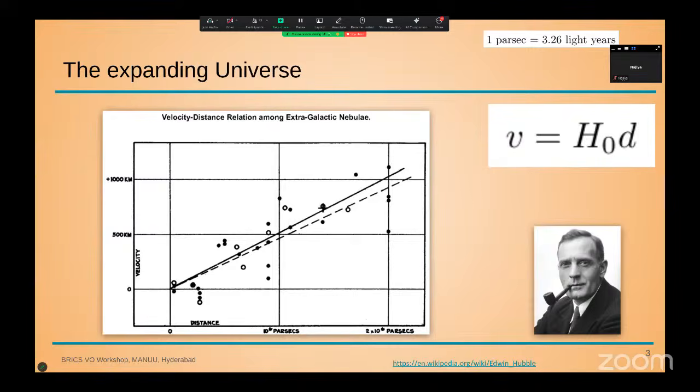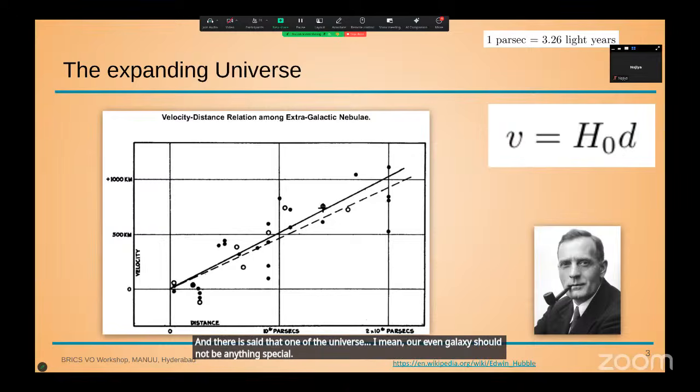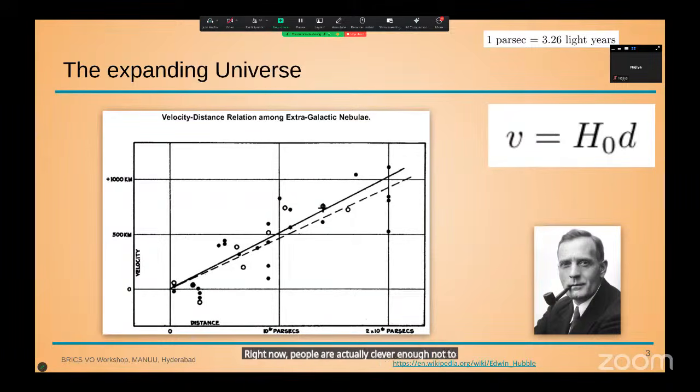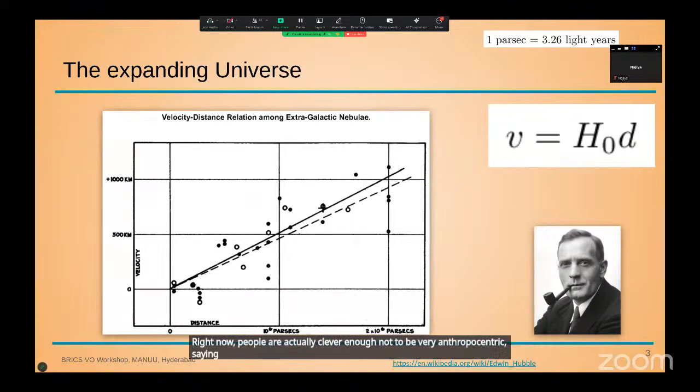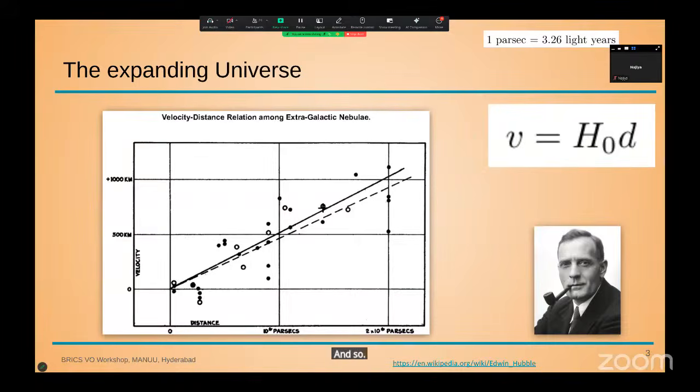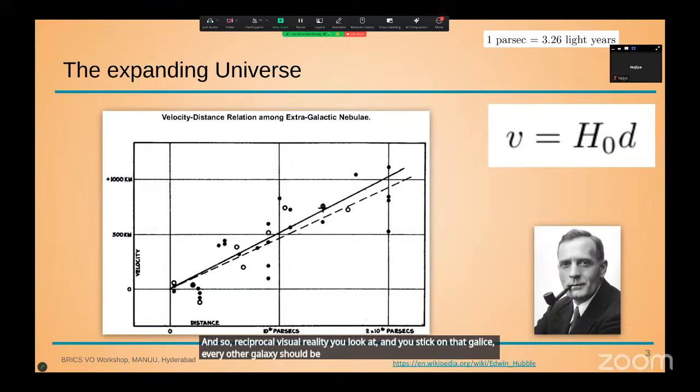And then he said that well, our own galaxy should not be anything special. So if you look at these kinds of relations from any other vantage point, if you go to another galaxy and look, you should also see the same thing. By now, people are clever enough not to be anthropocentric, thinking that we have to be at the center of everything. And so whichever galaxy you sit on, every other galaxy should be following this kind of relation.